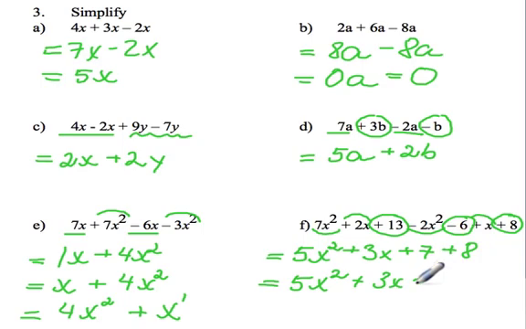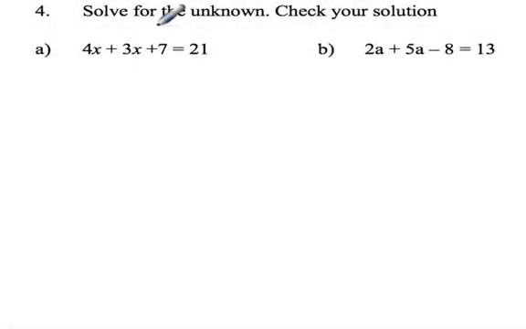7 plus 8 is 15. So here we have equation given and we have to solve it. On the left hand side for question A we have two like terms, 4x and 3x. So we will collect them first. 7x plus 7 equals 21.